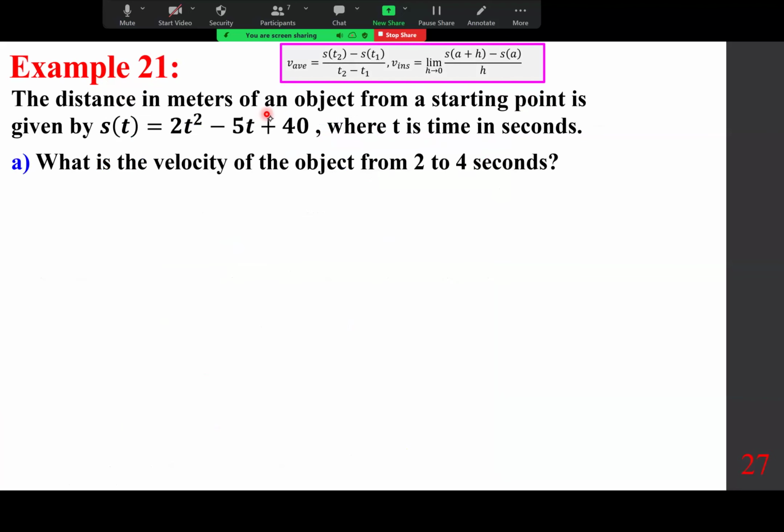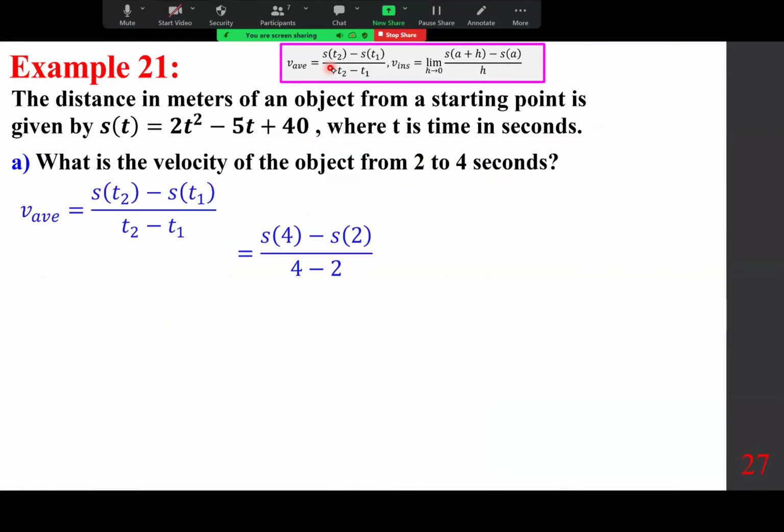The distance in meters of an object from a starting point is given by s of t equals 2t squared minus 5t plus 40, where t is time in seconds. What is the velocity of the object from 2 to 4 seconds? When you have 2 points in time, it's the average velocity, which is total distance over total time. So that makes it s of 4 minus s of 2 over 4 minus 2.